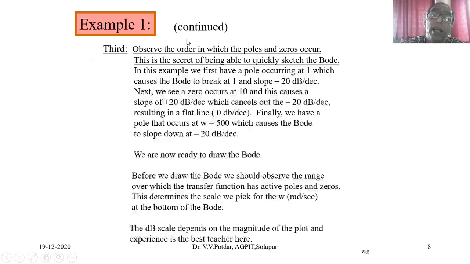And observe the order in which the poles and zeros occur. This is the secret of being able to quickly sketch the Bode plot. In this example, we first have a pole occurring at 1, in increasing order, which causes the Bode plot to break at 1. For a pole, I'll be having a slope of minus 20 decibel per decade, and for a simple zero, a straight line of slope plus 20 decibel per decade. So the Bode magnitude plot breaks at the first corner frequency with a slope of minus 20 decibel per decade.